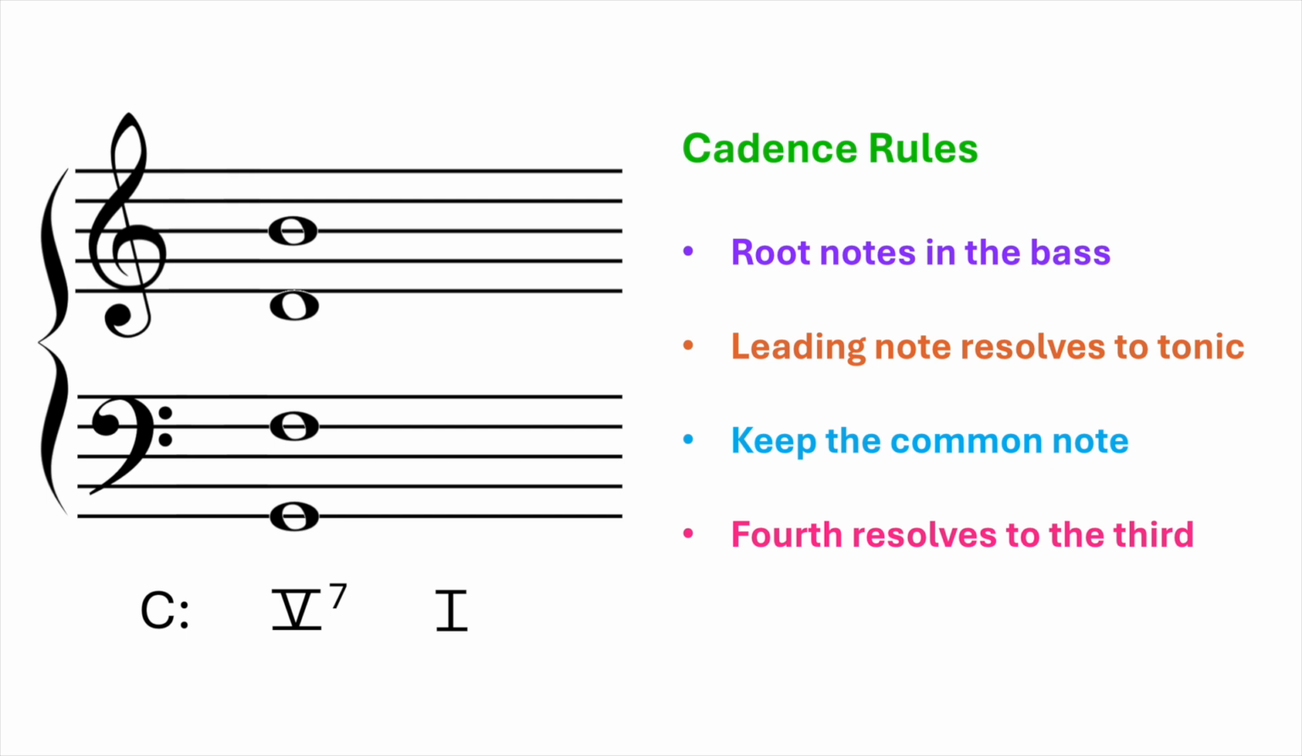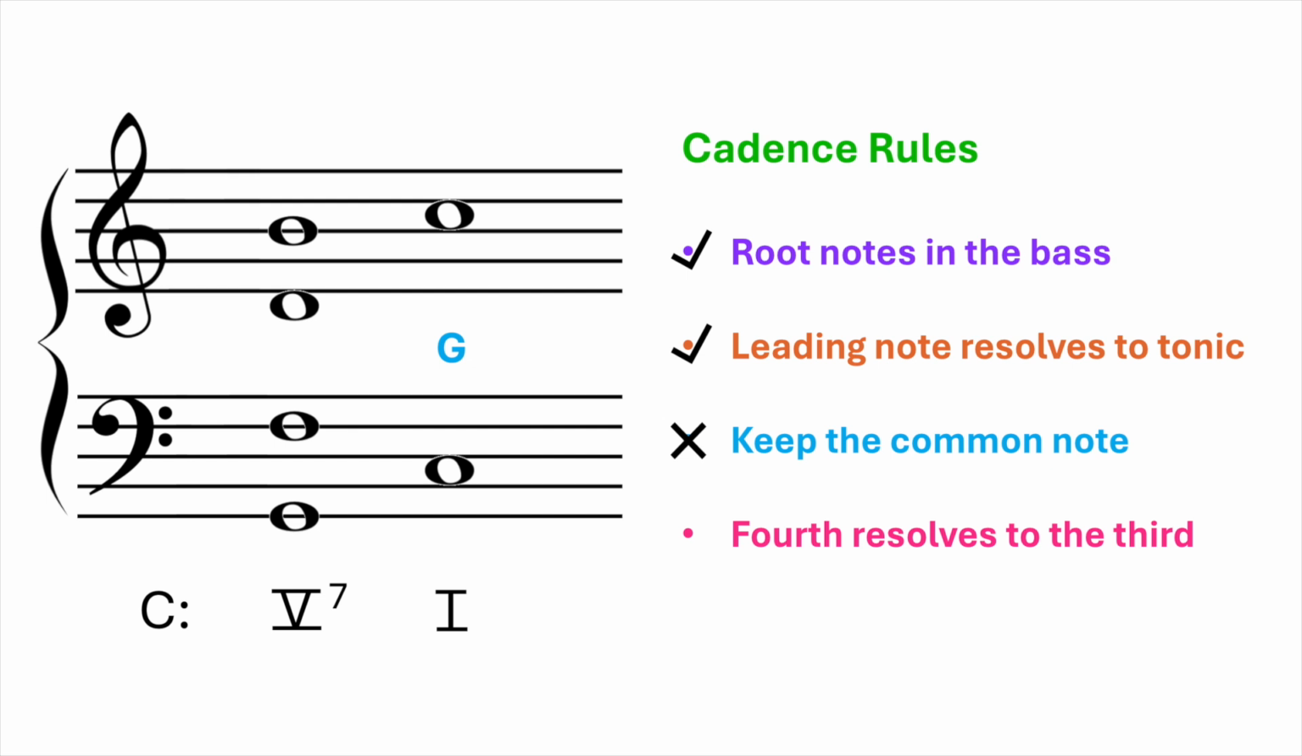So I'm going to keep my root notes in the bass. Nice and easy, I can put my C there. I want my leading note to resolve to a tonic. So in the key of C major, that means I want my B to resolve to a C. I need to keep my common note, but in this case, we don't have a common note. Normally, in my dominant chord I would have doubled the G, but I haven't doubled the G now. I've replaced it with the F, so I don't have a common note to keep. So I'm just going to write G there to remind myself that I've got to add it in somewhere.